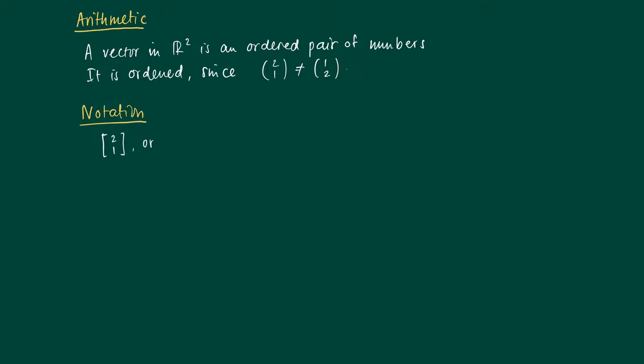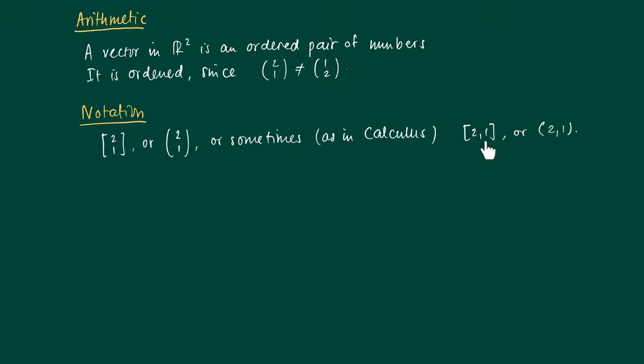Well, a usual way to denote vectors is like this. Well, we can have brackets, and we can have different ways of writing. We can write vectors in columns, like we did here, or we can use the row notation that is usual for calculus. For instance, in calculus of functions of multiple variables, there you will find vectors in row notation. So (2, 1), or 2, 1 in this way.